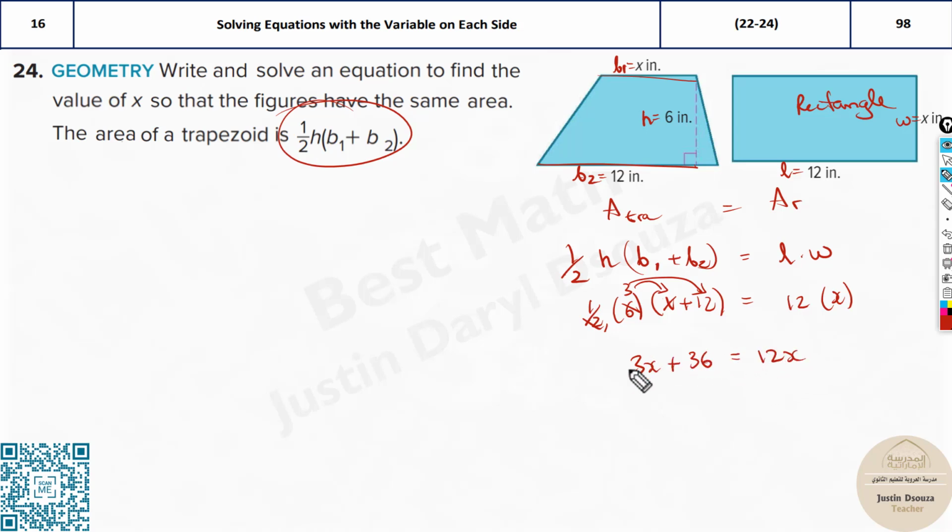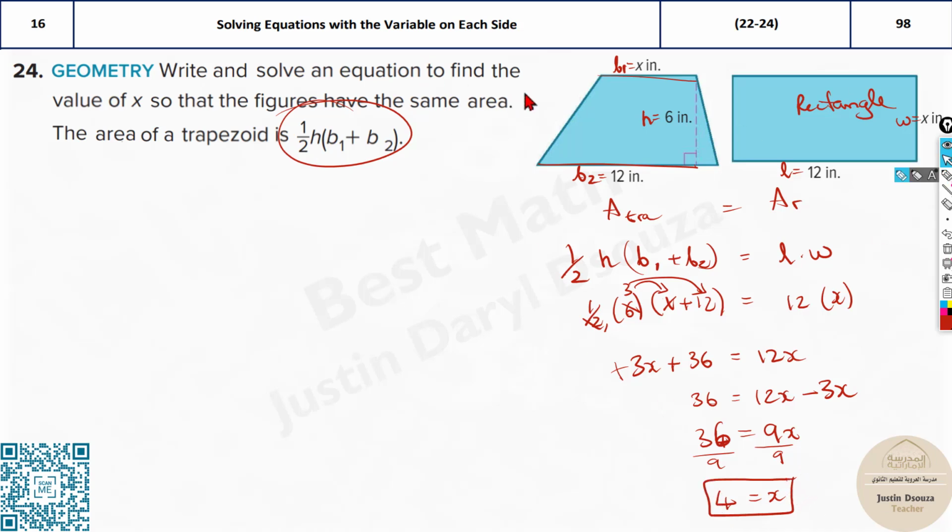Now this 3x is smaller than 12x, so leave this 36 here itself. Don't change the position of 12x, only 3x moves to the other side from plus. This is also plus, right? It becomes minus 3x. Now we have 9x, that is equal to 36. Sorry, not 34, 36. Divide this by 9 and 9. 9, 4 times 36. So it's 4 equals x, and that is it. That is your answer.